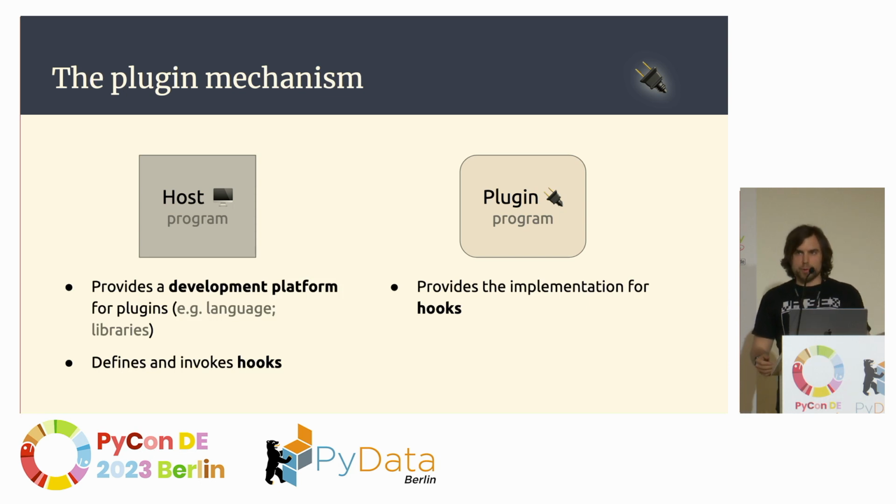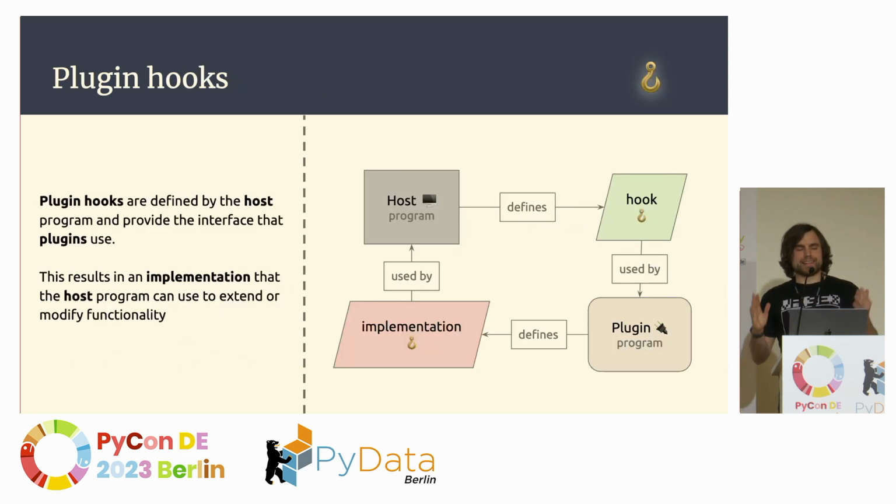So if we go back to our examples, WordPress, if you're writing a plugin for WordPress, you're most likely going to be using PHP. If you're writing an extension or a new plugin for Django, you're going to be using Python. And then the host program also defines something called hooks. And then the plugin program provides the implementation for these hooks. So what exactly are plugin hooks, you might ask yourself? Well, they are defined by the host program, as I said, and provide an interface that plugins use. And this results in an implementation that the host program can use to extend or modify its functionality.